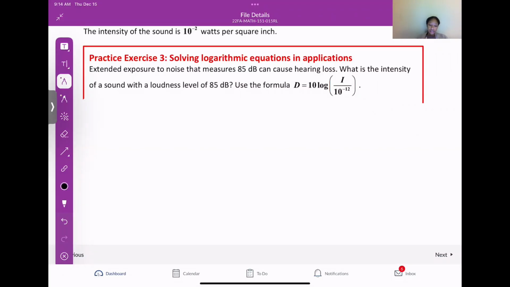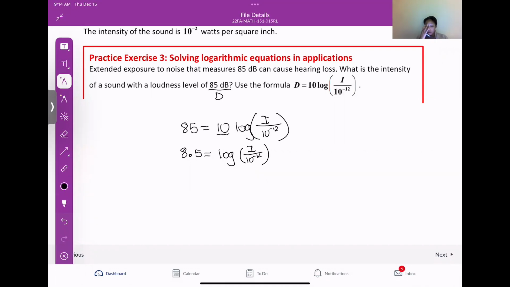This will be worked out the exact same way. We're told that D is equal to 85. So we'll have 85 is equal to 10 times the log of I over 10 to the negative 12. To solve this, we'll first divide both sides by 10 to get rid of that 10. 85 divided by 10 is 8.5. So we get 8.5 equals log of I over 10 to the negative 12.